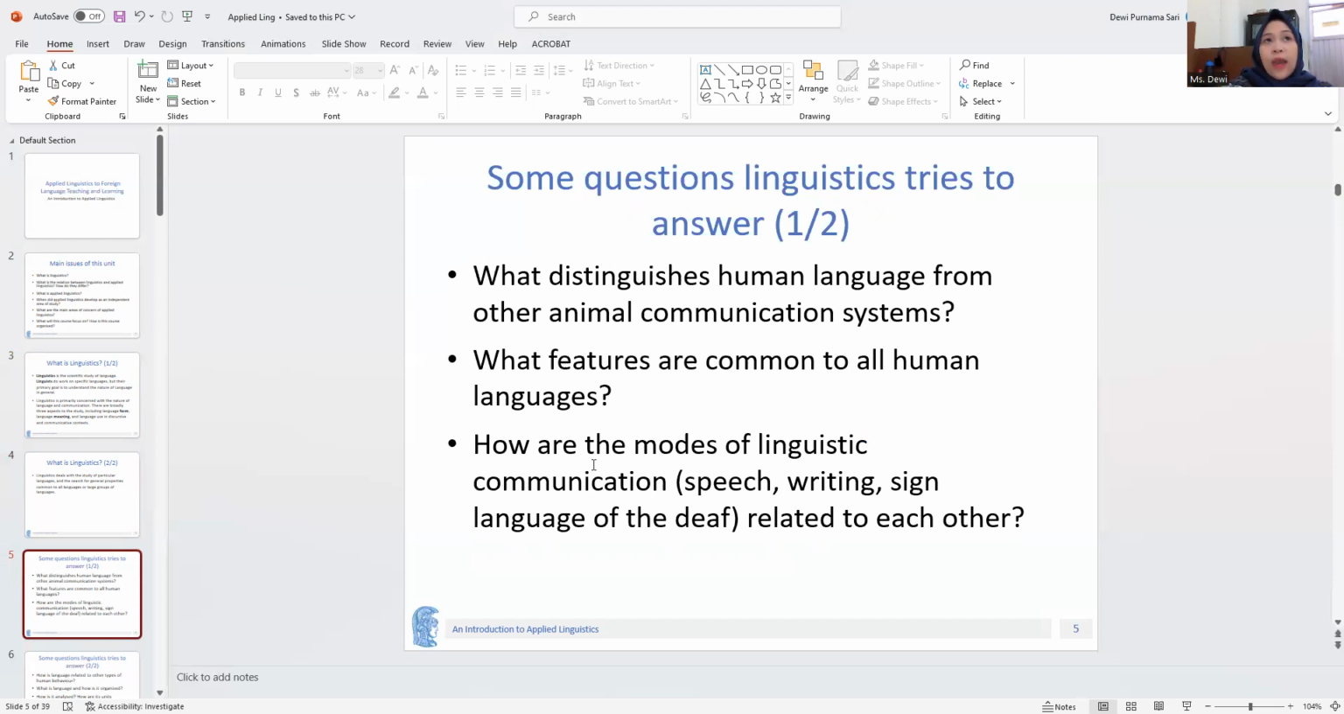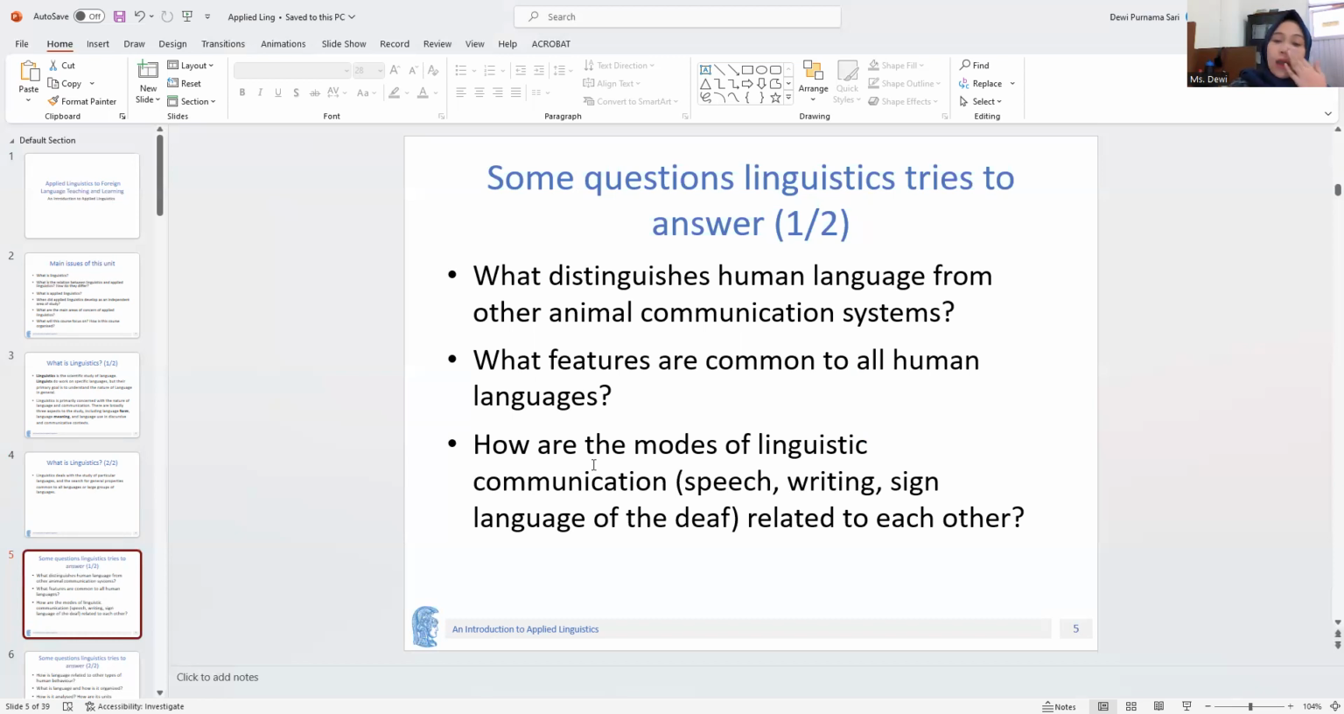We know that we as humans and also animals have different forms of communication systems, right? But that does not mean that animals do not speak. They also have their own language. And how do we distinguish this system of human language from the animal communication system itself? Second one, what features are common to all human languages?